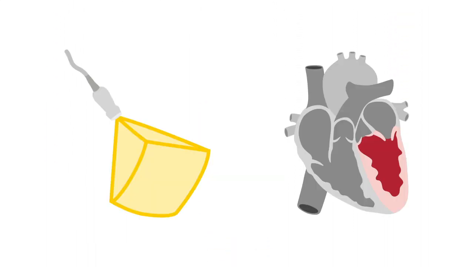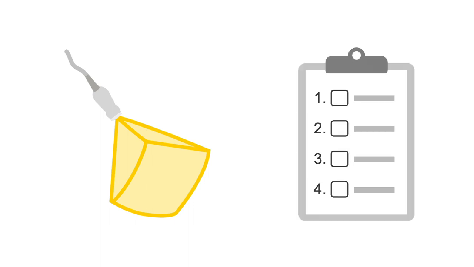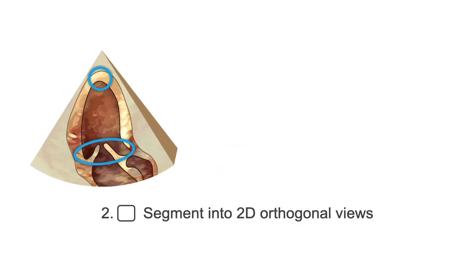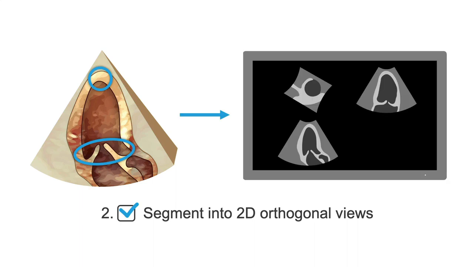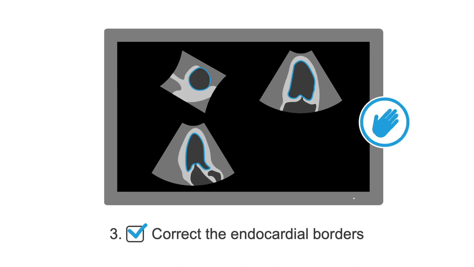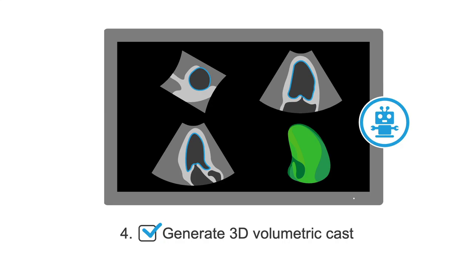3D analysis of the left ventricle requires several steps. First, the echocardiography machine identifies specific landmarks like the mitral ring and the left ventricular apex on the image. You can also identify landmarks manually. Then the volumetric dataset is segmented into 2D orthogonal views, and finally the endocardial borders are manually corrected. Lastly, the 3D volumetric cast is generated. Let's see how the left ventricular geometry and volume are determined.